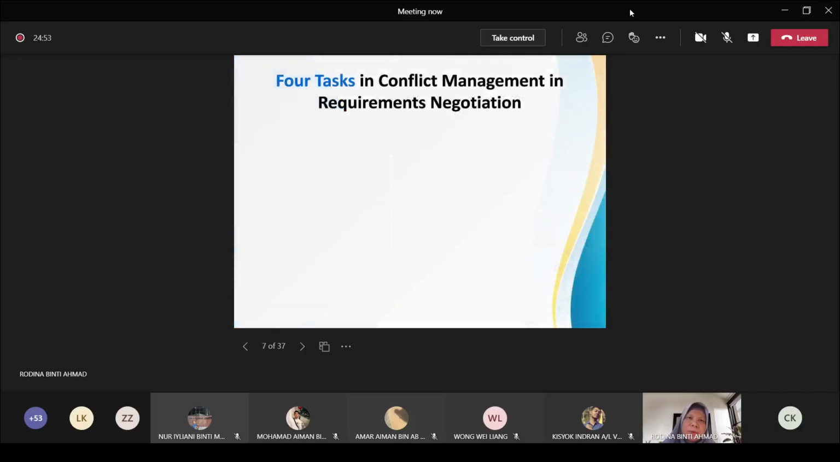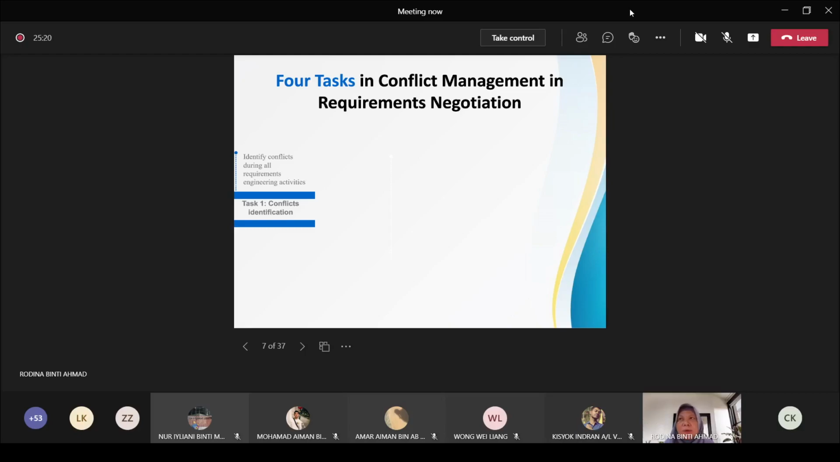All right, so we try to structure the tasks that can be done. This is the recommended holistic task that we can use in order to manage conflict in requirements negotiation. We highlight here at least 4 important tasks that we need to do in order to manage conflicts well. Basically the first one is conflict identification.